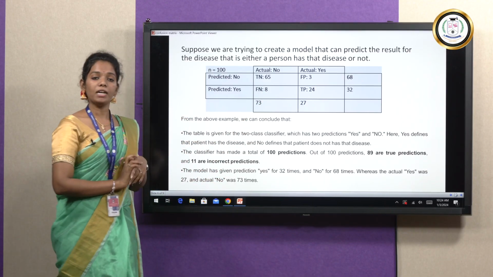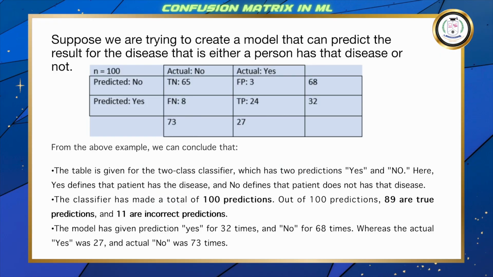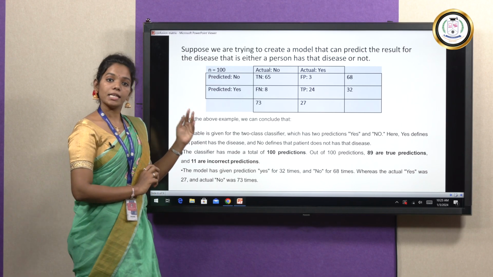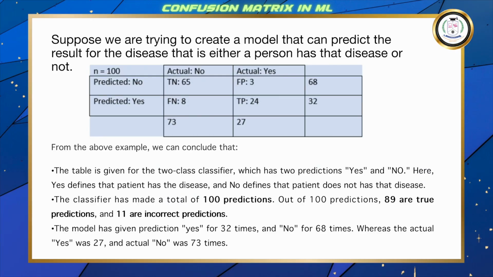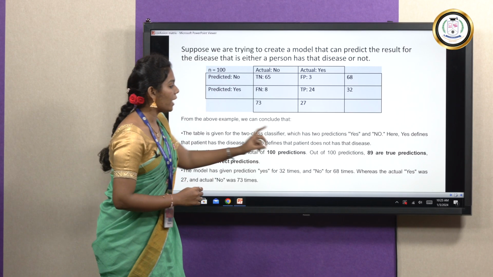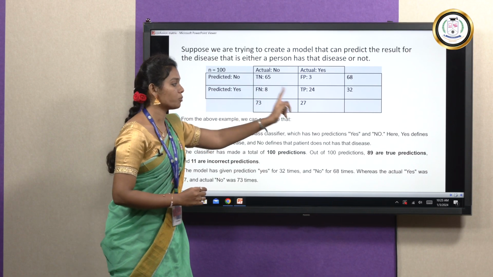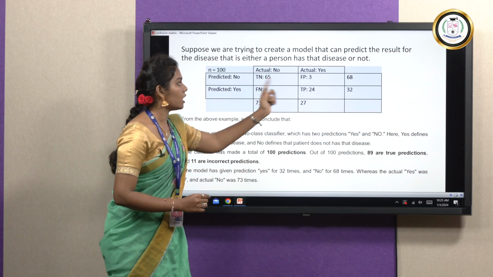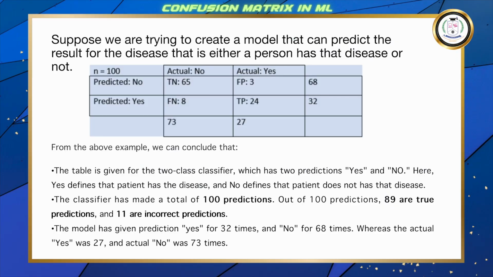Okay, now from the given example, see here, the table has two classifiers where there are two predictions. One can be yes and the other can be no. Yes determines the patient has the disease, and obviously no determines the patient does not have any disease, right? So here the classifier has a total of 100 predictions, and out of these 100 predictions, 89 are true predictions. See, 89 means 65 plus 24. These true predictions are TN plus TP, which is 89, and among that, 11, that is 8 plus 3, are incorrect predictions.